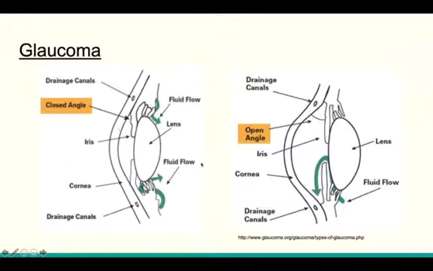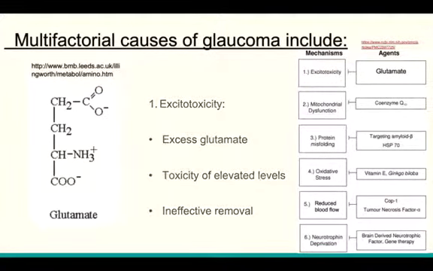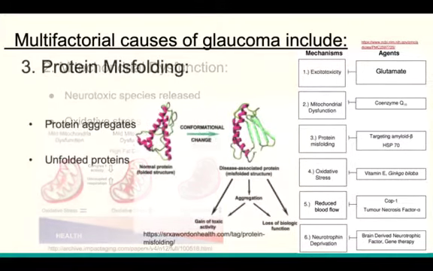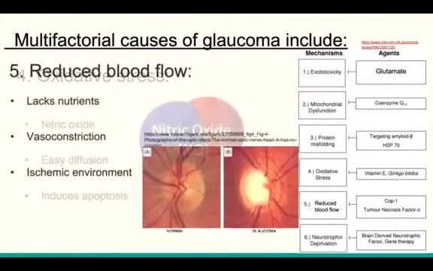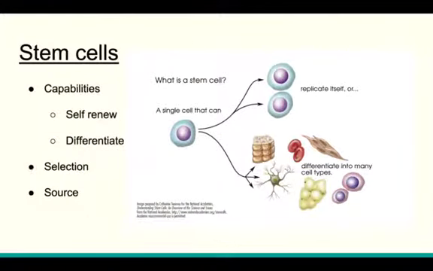And then what she starts to get into is describing different aspects and specifics about glaucoma and what's occurring in those cases. So there are a lot of factors and causes of glaucoma, and she presents those, and they're relevant to how she tries to tackle some of the different treatments that are ultimately outlined there. So excitotoxicity, she gets into mitochondrial dysfunction, protein misfolding, oxidative stress, reduced blood flow, neurotrophin withdrawal. And then she gets into some different types of therapies.